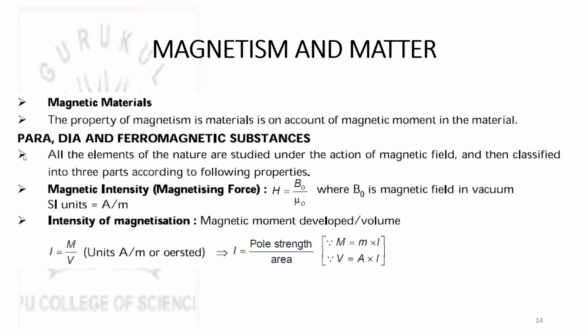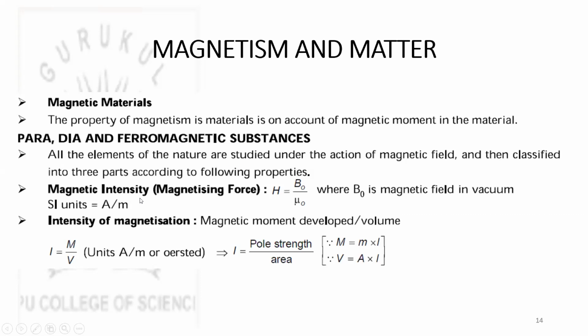So here the materials are classified into three types: paramagnetic, diamagnetic, and ferromagnetic substances, based on the behavior of those materials in a magnetic field. And there are certain quantities or properties which will be taken into account for the classification of matter into paramagnetic, diamagnetic, and ferromagnetic materials. So now, all the elements of nature are studied under the action of a magnetic field and then classified into three parts according to the following properties.